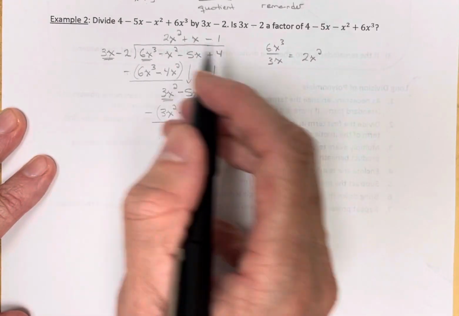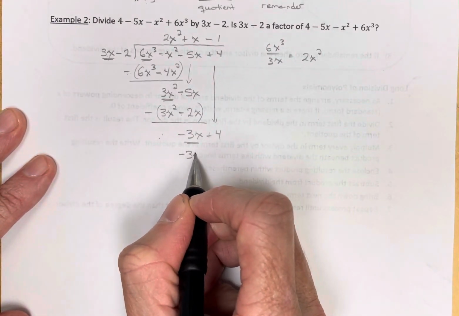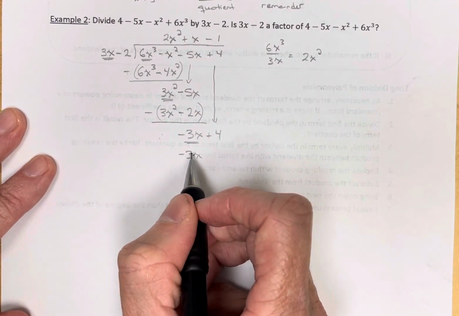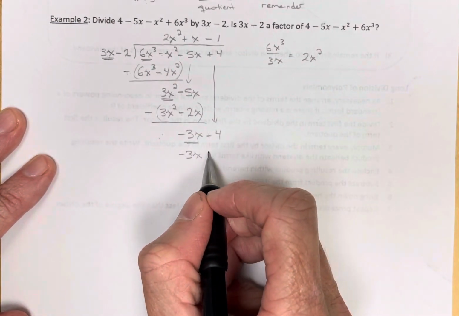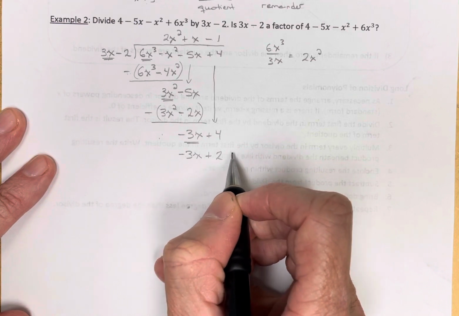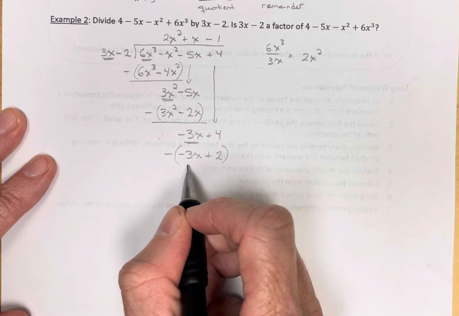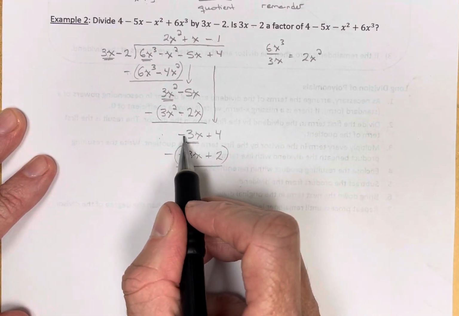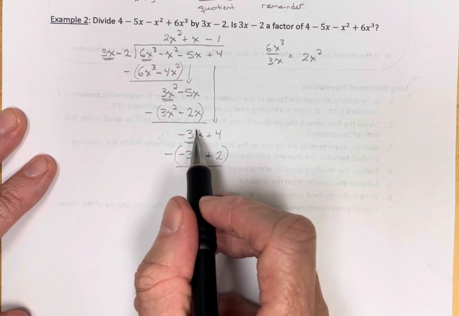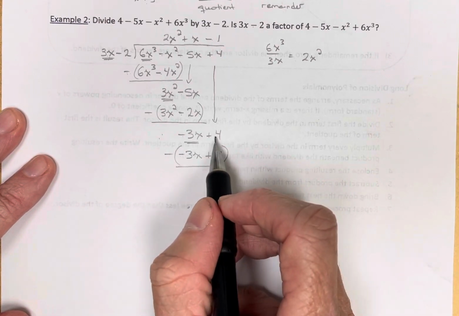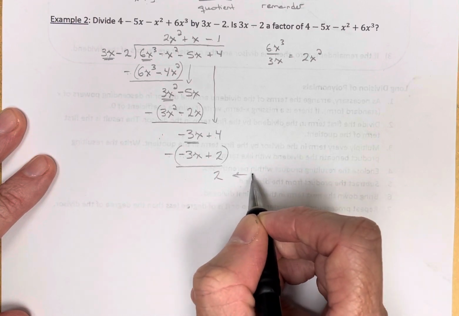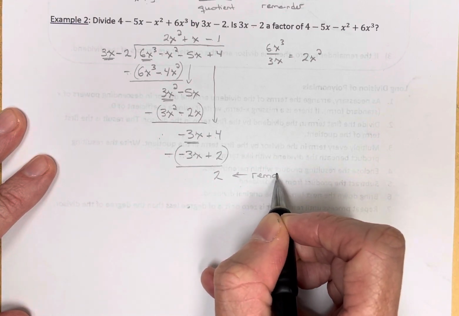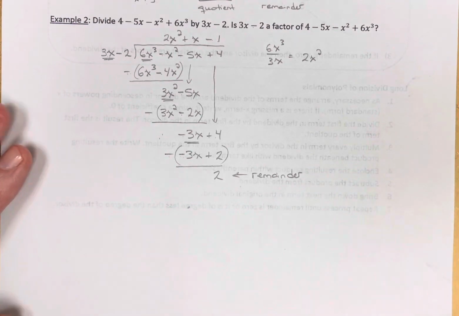Negative 1 times positive 3x is negative 3x. Same. That was our goal. Continue the multiplication. Negative 1 times negative 2 is positive 2. Parentheses, subtract. Well, negative 3x minus negative 3x is nothing. That's a plus. 4 minus 2 is 2. So there is our remainder. We have a remainder of 2.